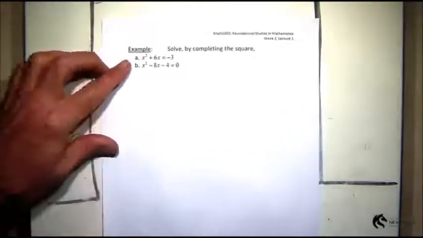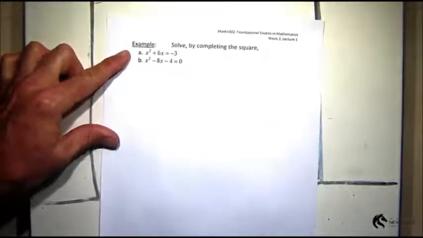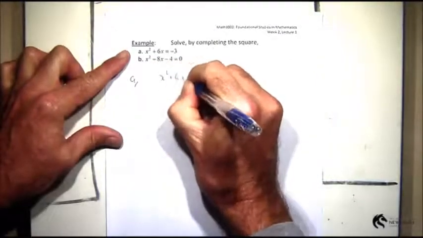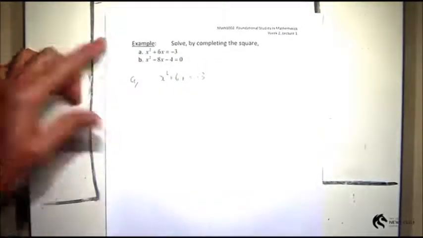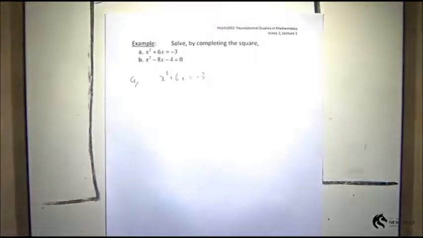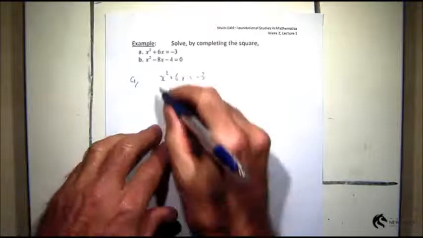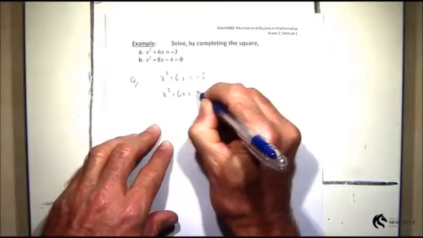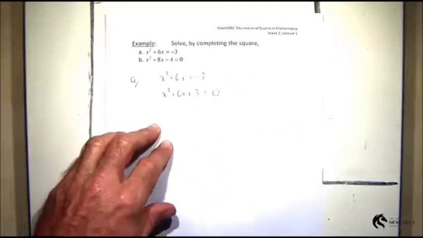So let me do one. Here we go. I want to try to solve this quadratic equation: x squared plus 6x is equal to minus 3. As before, I'm going to write it as a quadratic trinomial equal to 0. So I'm going to have here x squared plus 6x plus 3 is equal to 0.